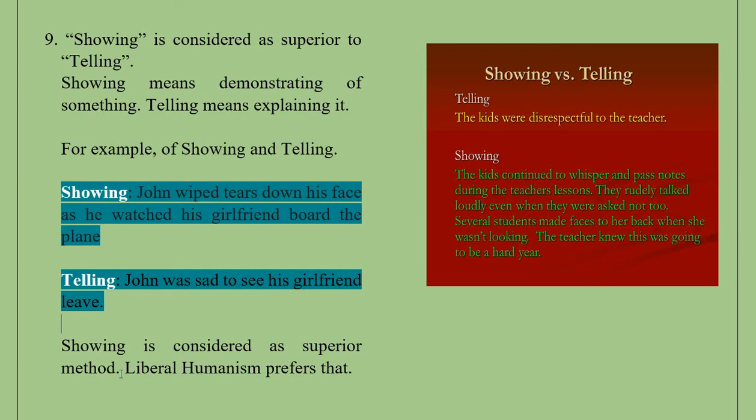Liberal humanism prefers that. Here you can see another example of showing and telling. Telling is like this: the kids were disrespectful to the teacher. Then showing is like this: kids continue to whisper and pass notes during the teacher's lessons. They rudely talked loudly when they were asked not to. Several students made faces to her back when she wasn't looking, like that.